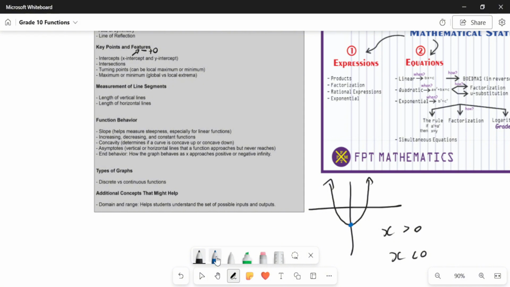I can start training your mind for higher order stuff. But for now, let's just leave it as this, right? So that's what we talk about: maximum and minimum, global and local.